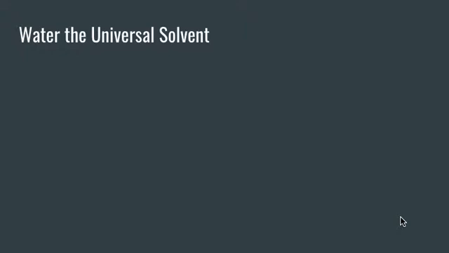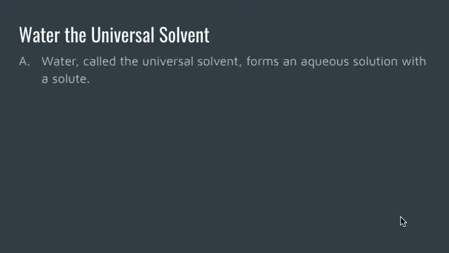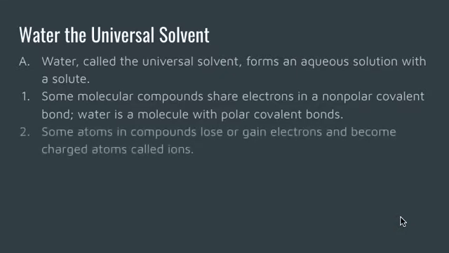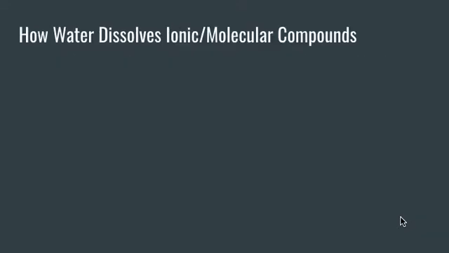Let's review water, the universal solvent so far. Water is the universal solvent. It forms an aqueous solution, and it's called the universal solvent because it dissolves a lot of different things. We're going to see why. Some molecular compounds share electrons in a nonpolar covalent bond. Water is a molecule with polar covalent bonds. Some atoms and compounds lose or gain electrons. Those are called ions.